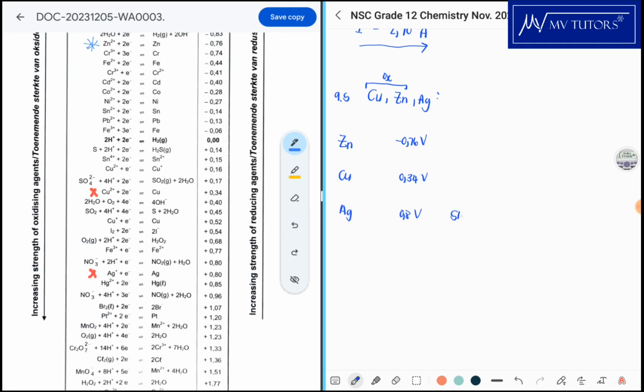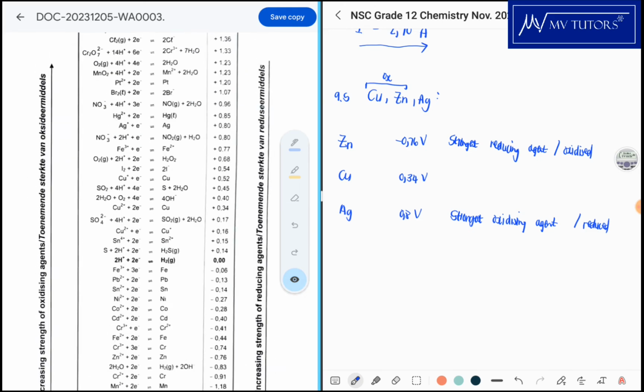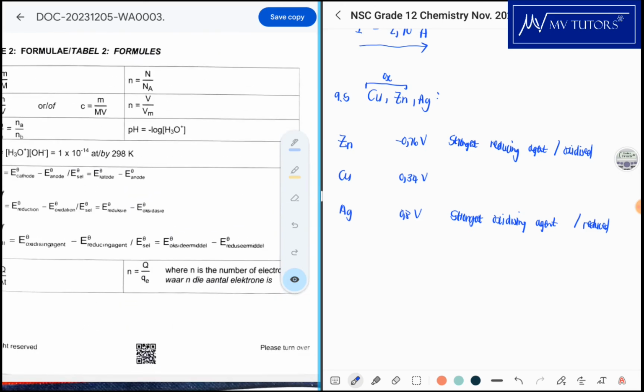So what does that tell you? Silver, yet again, is the strongest oxidizing agent, meaning that it is reduced. Then you have zinc being up there, so this one is the strongest reducing agent, therefore it is being oxidized. Let's go back to our question and finalize it.